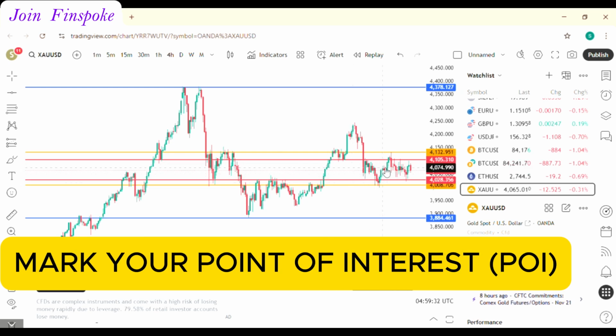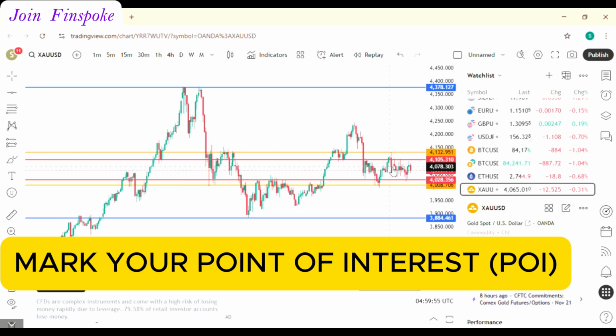What is point of interest? Where you want to enter a trade. Like I said, this is a consolidating phase of the market. If I am the one trading this, I will look for a point of interest in 1 hour where price expands, but I have to be extremely careful because price is ranging.